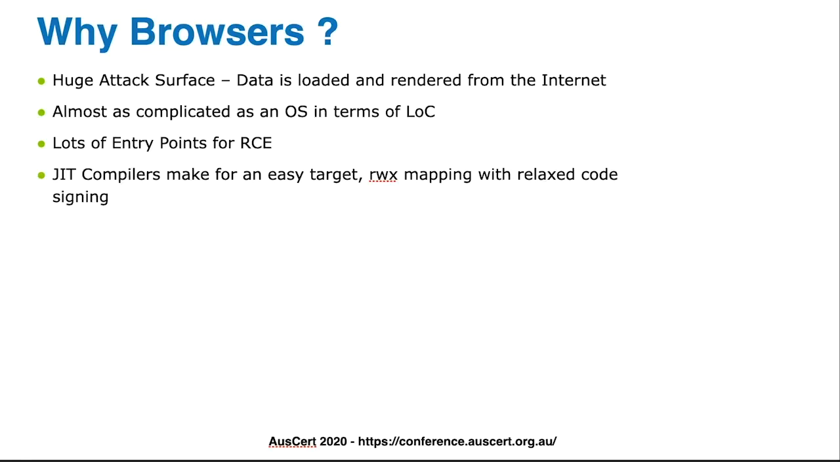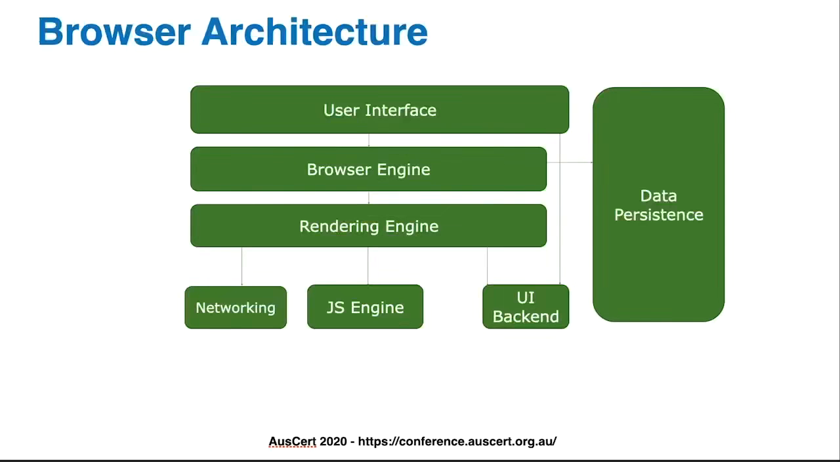It has a lot of entry points for remote code execution, which we'll see later in this talk, and it also has something called JIT compilers, which makes for a very easy target simply because it has a mapping which is read, write, and executable. It also has relaxed code signing, which means the code which is being run in a JIT region is not checked for its code signature.